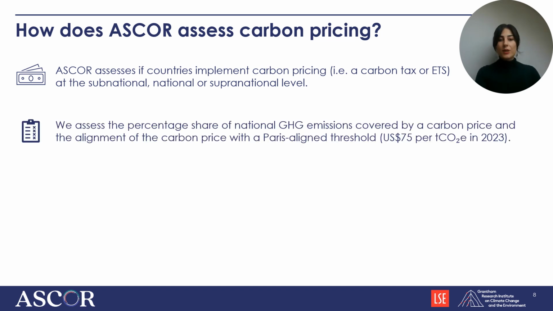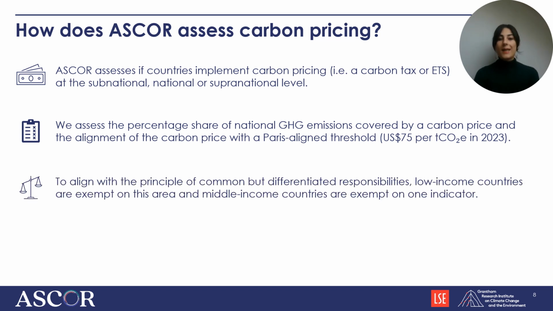The share of total national emissions that the carbon price applies, as well as the price level, are important for the effectiveness of the carbon price. We assess the emissions coverage against a 50% threshold, and for the carbon price threshold, we calculate a global carbon price corridor aligned with the goals of the Paris Agreement. In 2023, this threshold was $75 per ton of CO2. This carbon price corridor comes from the Carbon Pricing Leadership Coalition, and the IPCC. For further information on how we estimate this price floor, please see the ASCOR framework methodology note.